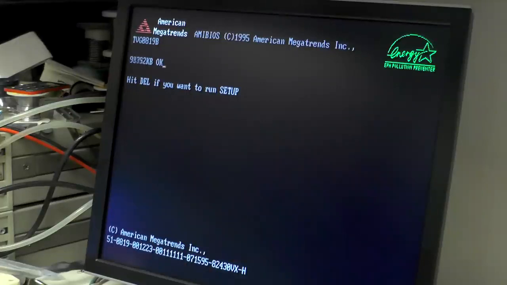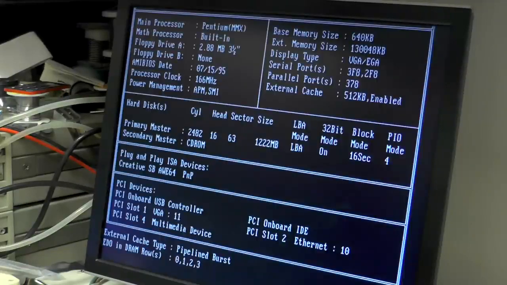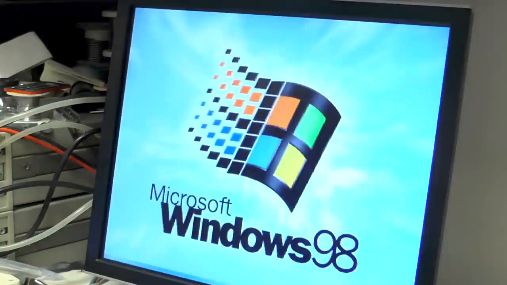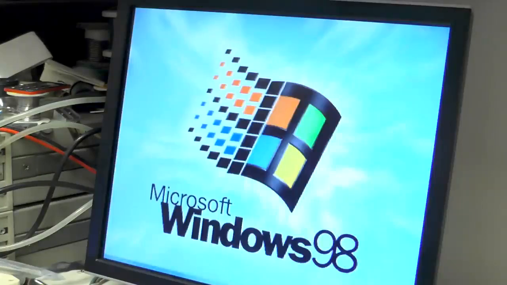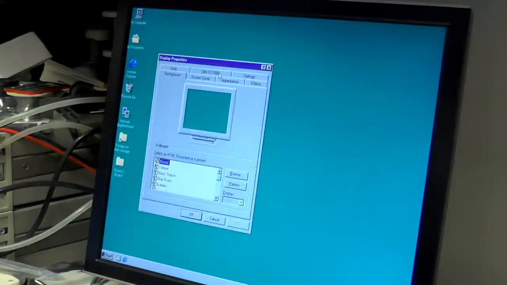Skip the memory test. Okay, we've got slot 4 multimedia device, that's a good sign. That's the Voodoo. So I've only got the one plugged in at the moment, obviously the one that I've upgraded. Right, so we go to the 3DFX tab.